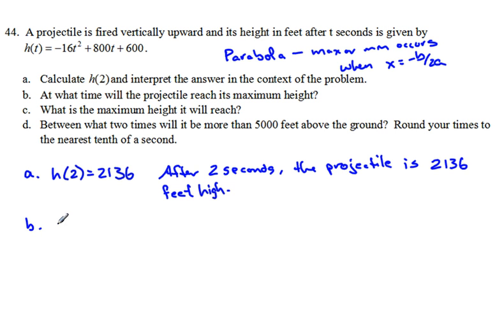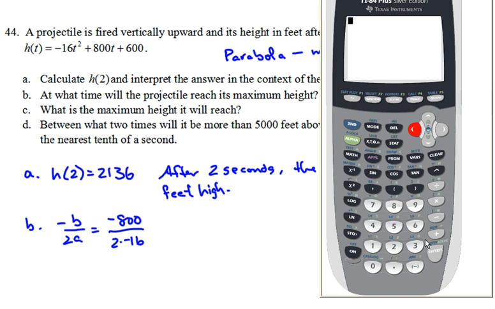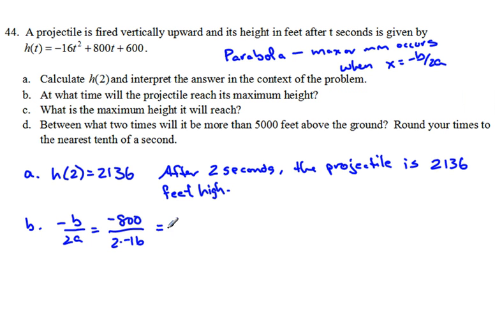So let's do that. We have negative b over 2a. So that's going to be negative 800 over 2 times negative 16. The big thing to remember on the calculator when you do this is that we're going to take negative 800. And when we divide, if we don't multiply that out, we need parentheses. So divide it by parentheses 2 times negative 16. All right? And there's our answer. It happens at 25, and in this case, seconds.